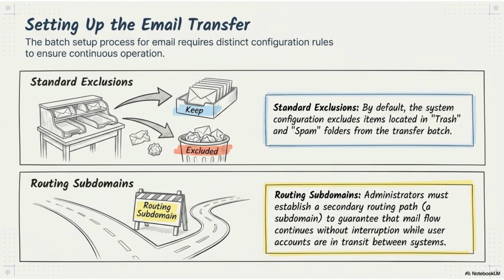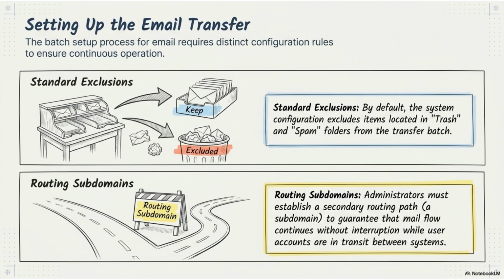Gmail migration works differently from file migration, and the batch setup process has 2 specific configuration rules you need to know. The first is standard exclusions. By default, the system is configured to leave trash and spam folders out of the migration batch entirely, which is almost always what you want. The second is routing subdomains. While the migration is underway, user accounts are in transition between systems, and email must keep flowing without interruption.